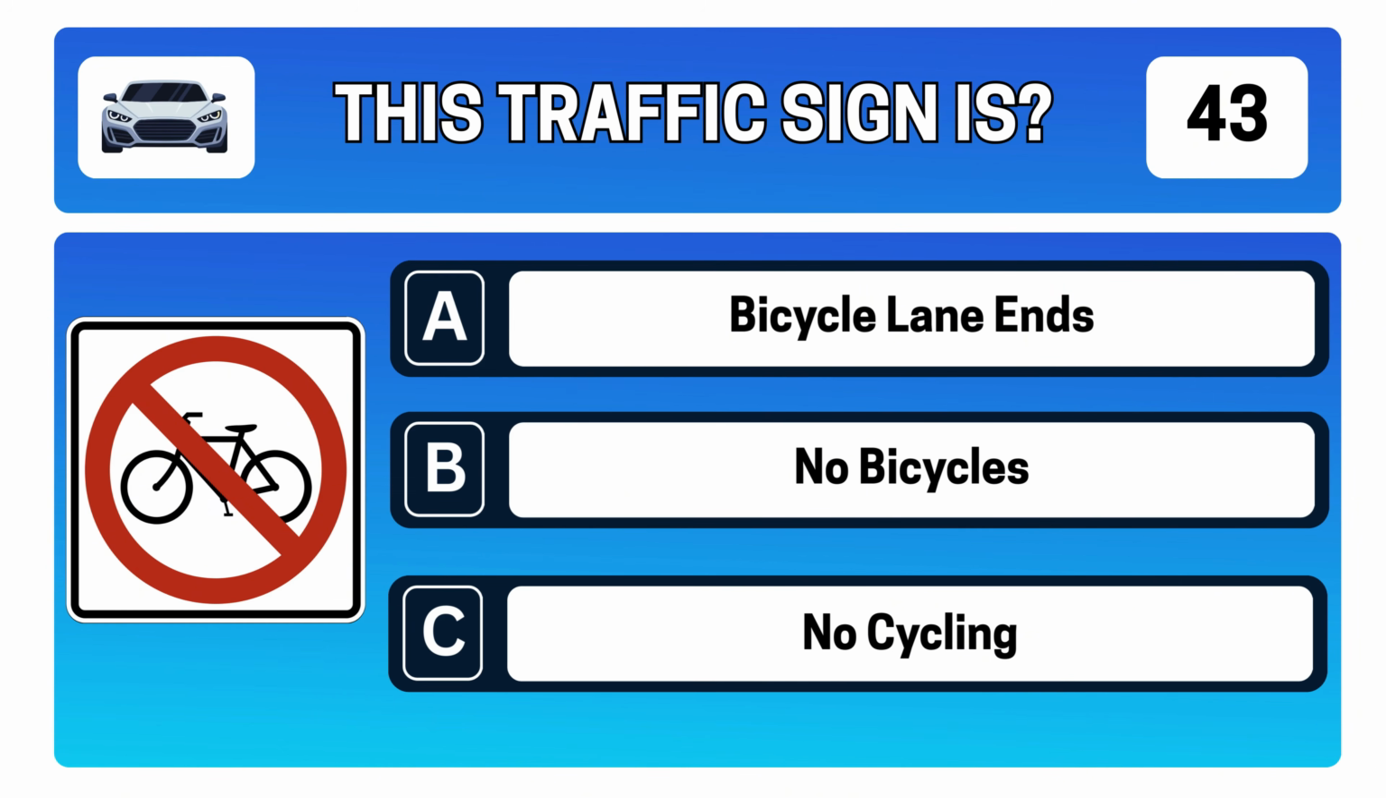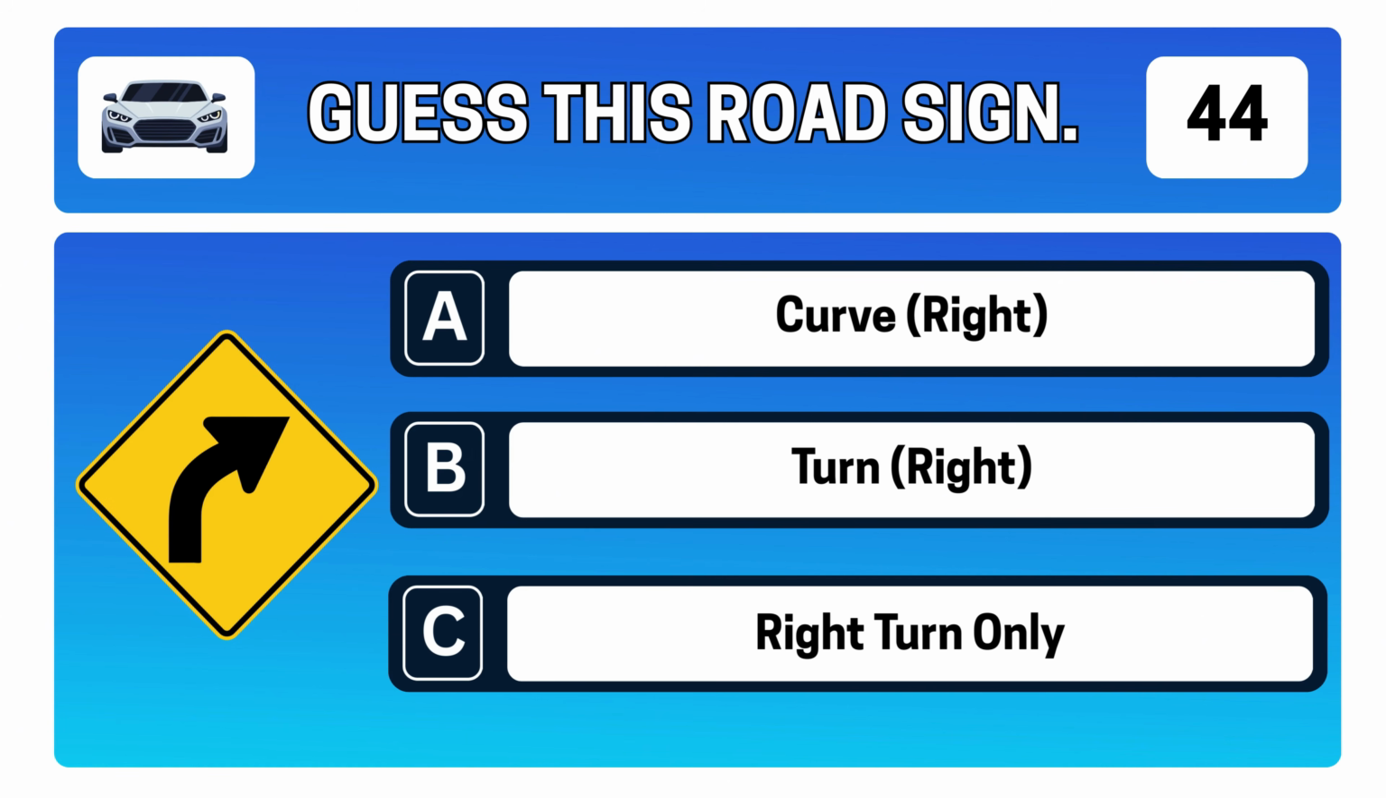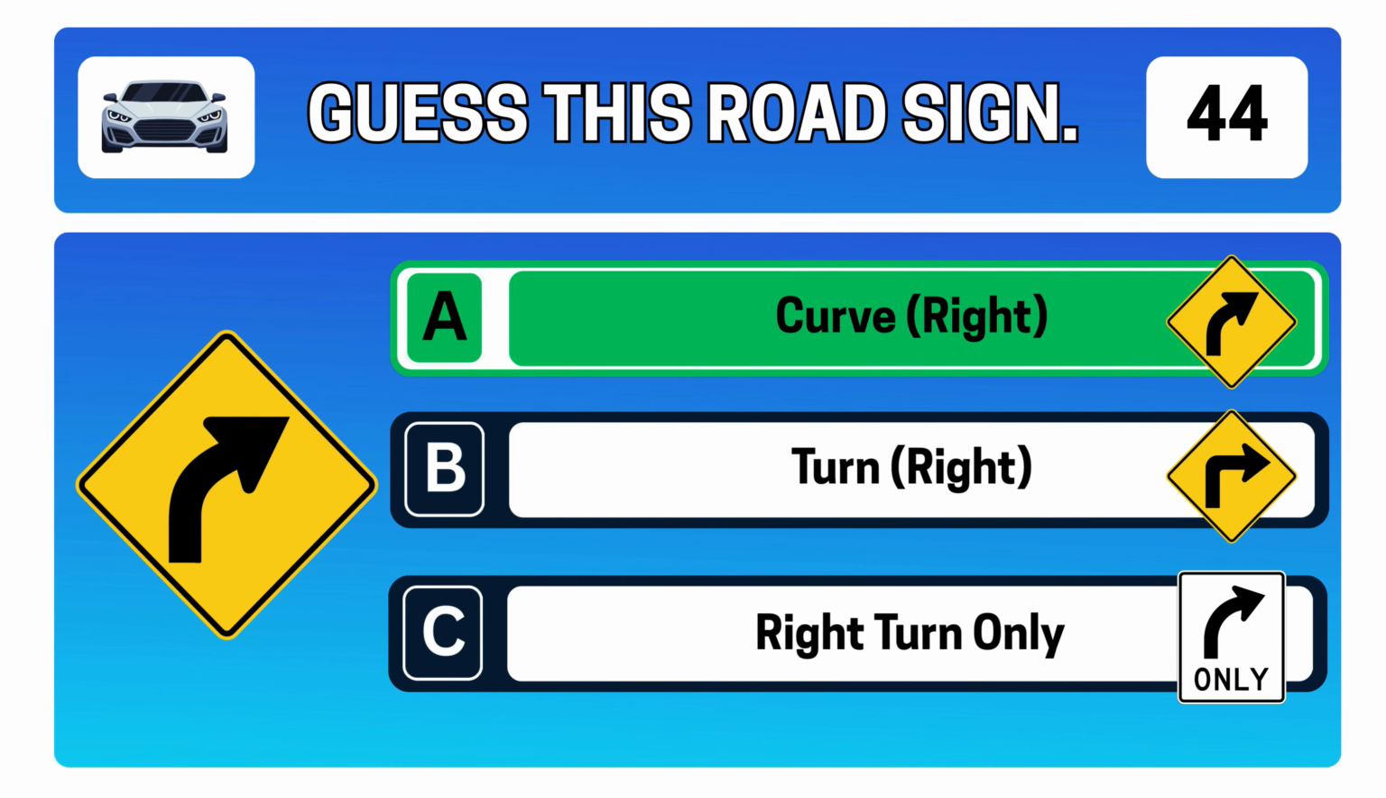This traffic sign is? Correct. It is the no bicycle sign. Guess this road sign. Excellent! It is the curve right sign.